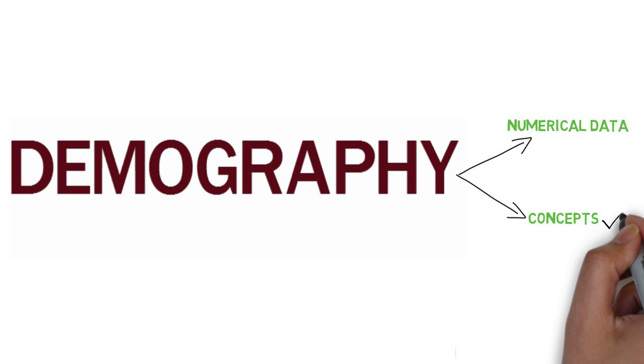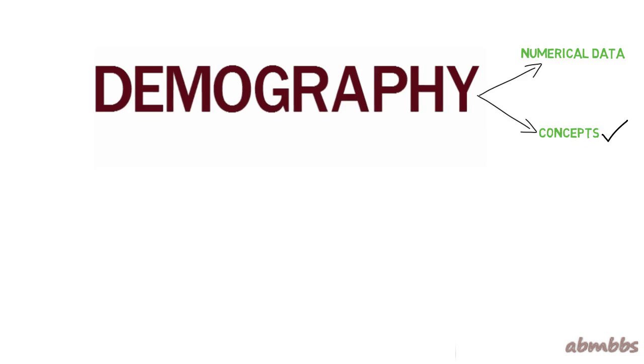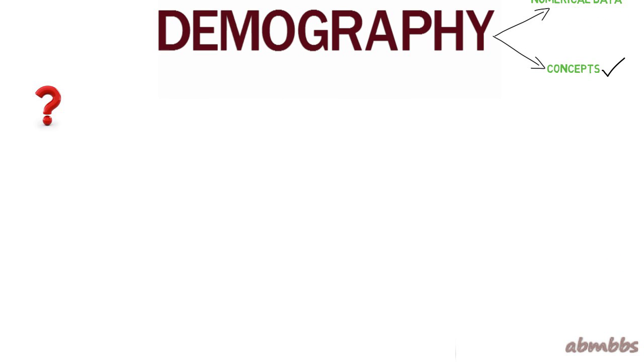Now, the first thing that you should know about this chapter is that Park contains a lot of data on the current demographic status of India. These numbers keep on changing from year to year and from edition to edition. I will be dealing with them in another video. In this video, I will be talking about the basics and core concepts of demography, which does not really change much. So, what is demography?